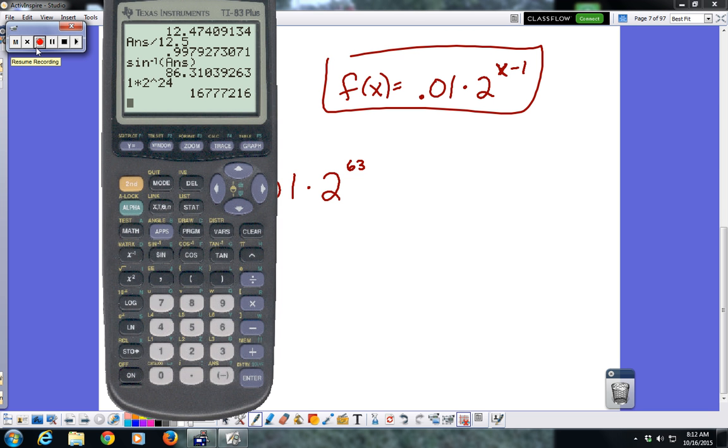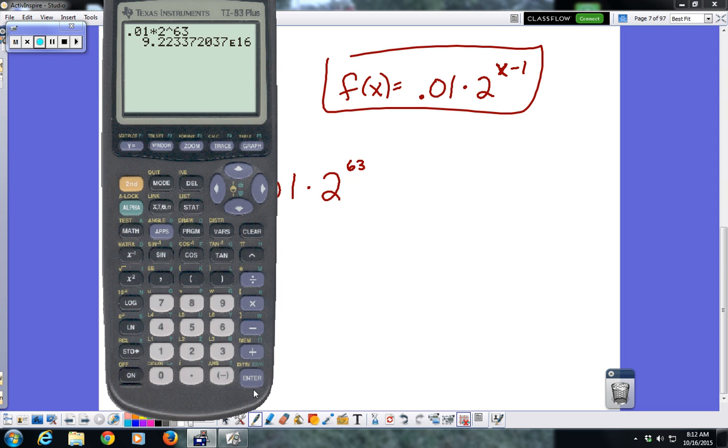The amount of money on the last checkerboard square, some of you have already figured it out. You started with a penny, and you doubled it 63 times. So big you can't even fit it on your calculator. That's called scientific notation. The E, that's how this calculator displays scientific notation. That means take 9.223372037 times 10 to the 16th power, move that decimal over 16 times. And that's the amount of money.